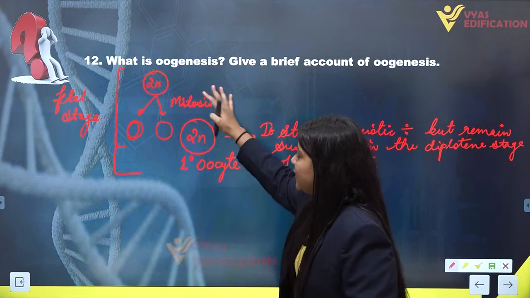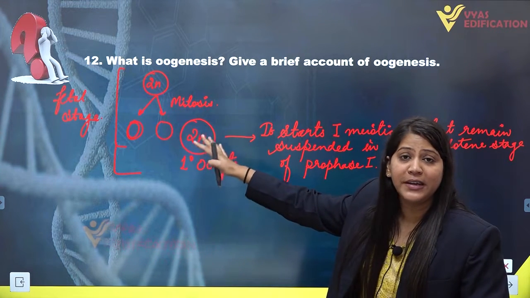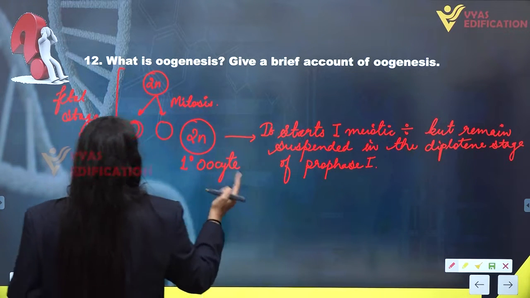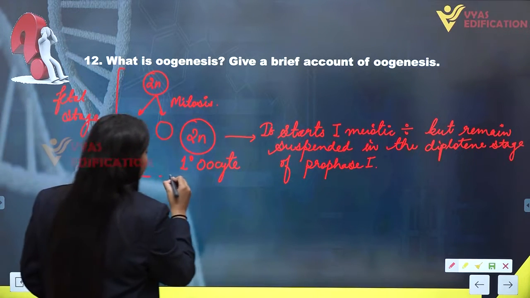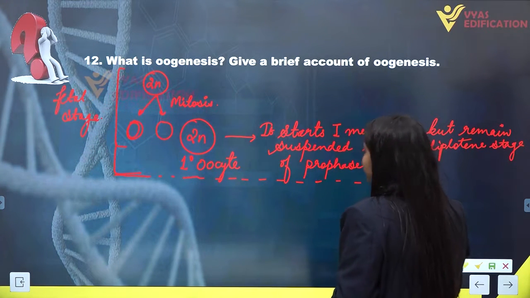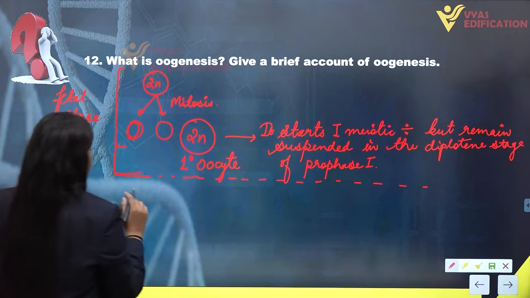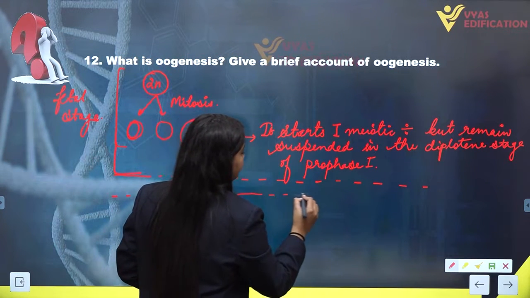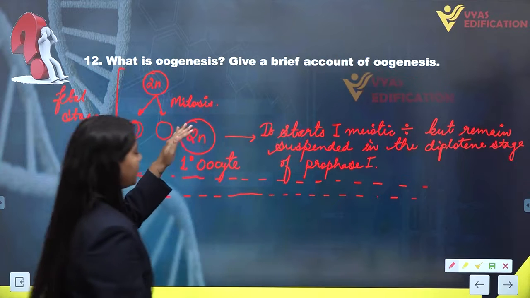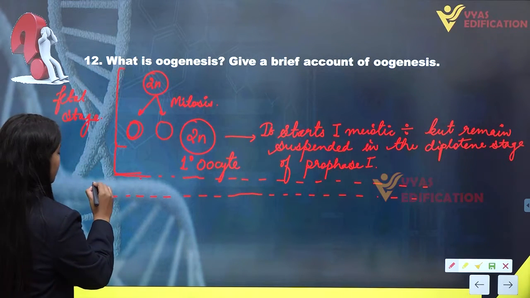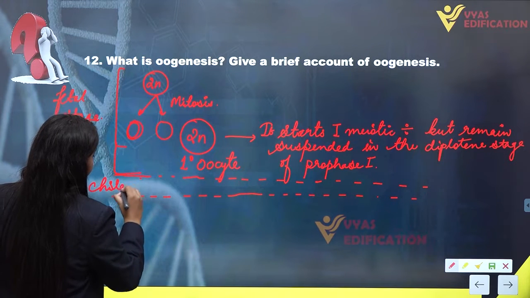Now, all this is happening in the fetal stage of a female child. When the female child takes birth, this will remain the same up to puberty. This stage from here to here is called childhood.